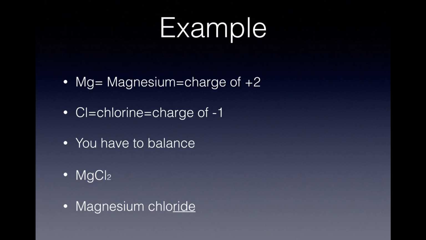An example is magnesium, which has a charge of positive 2, and chlorine, which has a charge of negative 1. When we want to join them, they have to be balanced. So we will need positive 2 and negative 2 so it balances. We'll need 2 of chlorine, making it MgCl2, which is named magnesium chloride. And because chloride is a non-metal, you have to change the ending to IDE. So in this case, we changed it.